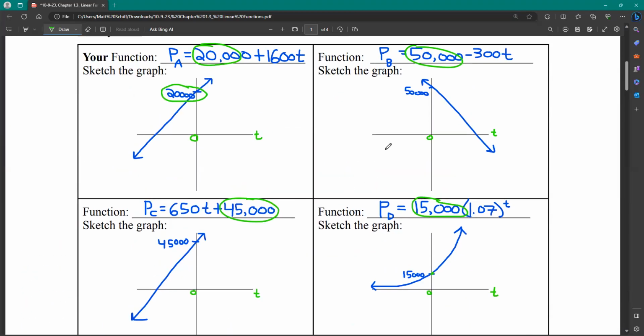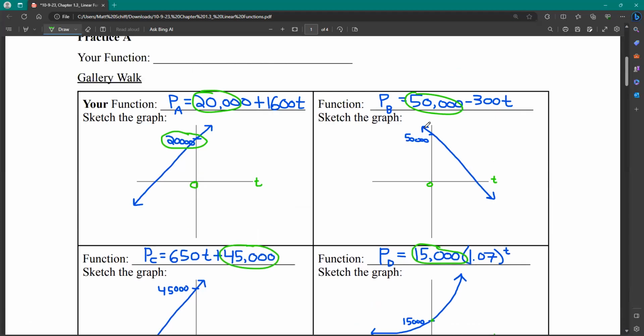What else? Also, P of B stands out because it is a decreasing function, and that's due to the negative 300 times t that appears in the function itself. This is actually what we call the constant rate of change. So back in 1.2, we learned about average rate of change. But with linear functions, we call it a constant rate of change because it's not really an average anymore. It's every time t increases by 1, we know what's going to happen for sure. The function's always going to decrease by 300.